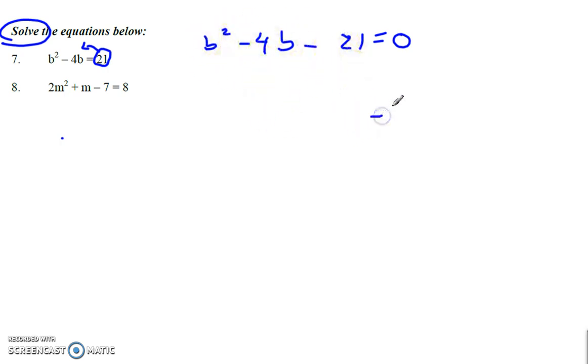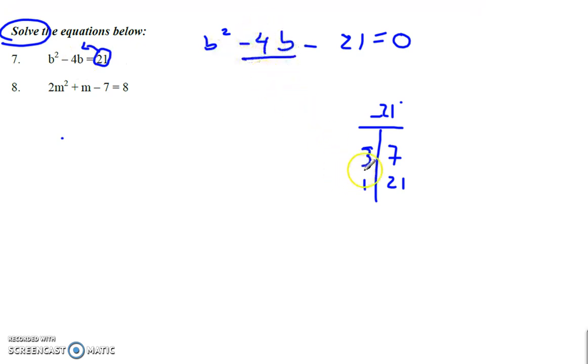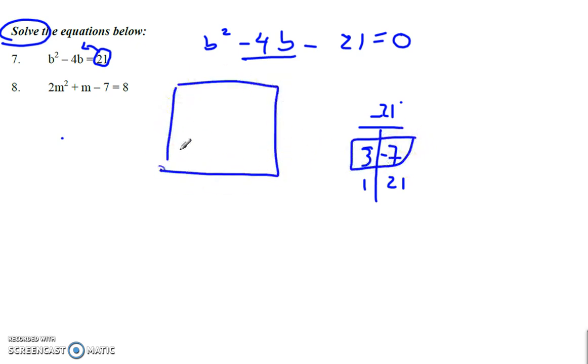This time it gives me negative 21. What are the factors of negative 21? We have 3 and 7, 1 and 21. I need them to be negative to add to negative 4, so that 7 is going to be negative. So those are my factors, and then I set up my box.